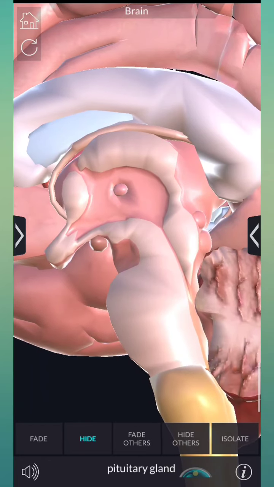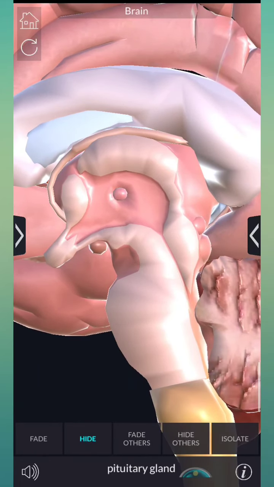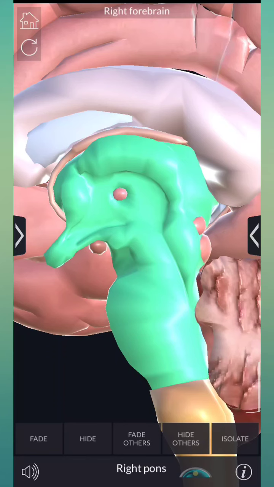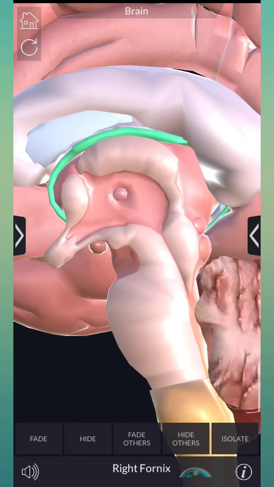You can see on the screen this part is thalamus, and this part is the mammary body, that is, the right mammary body. This part is right thalamus, and this part is right pons, and this part is right cortex, and this part is right corpus callosum.